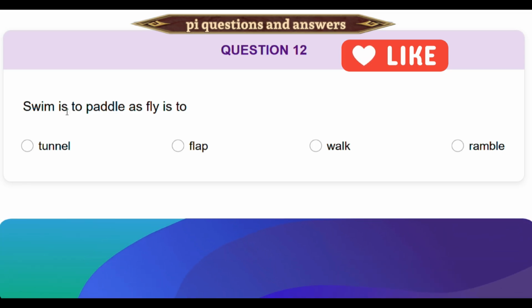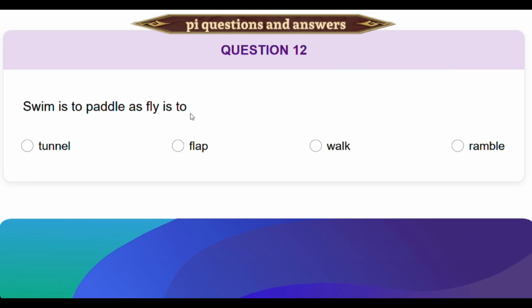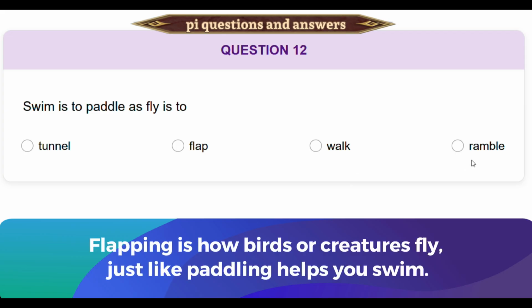Question 12. Swim is to paddle, as fly is to what? This is an analogy. Paddle is how you move through water when swimming. So, what action helps you fly? The answer is flap. Flapping is how birds or creatures fly, just like paddling helps you swim. The correct answer is flap.